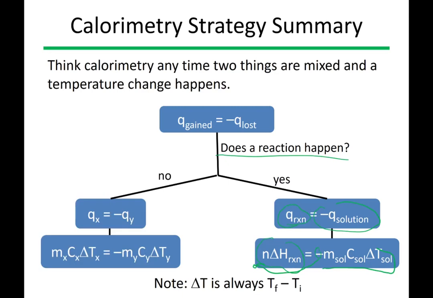If it's just heat transfer, that means the heat lost by one thing is equal to negative the Q gained by the other. And so we have MC delta T for one species is equal to negative MC delta T for the other species. So you'll note you can have the minus sign on either side of the equation as long as you always remember that delta T is always T final minus T initial.